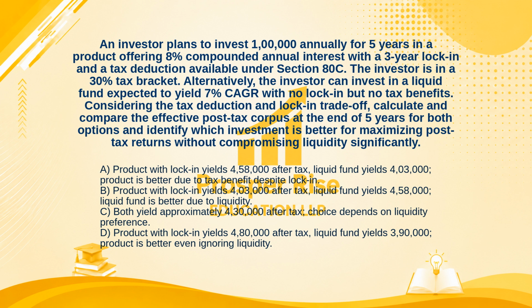C. Both yield approximately 4,30,000 after tax. Choice depends on liquidity preference. Or D. Product with lock-in yields 4,80,000 after tax. Liquid fund yields 3,90,000. Product is better even ignoring liquidity.